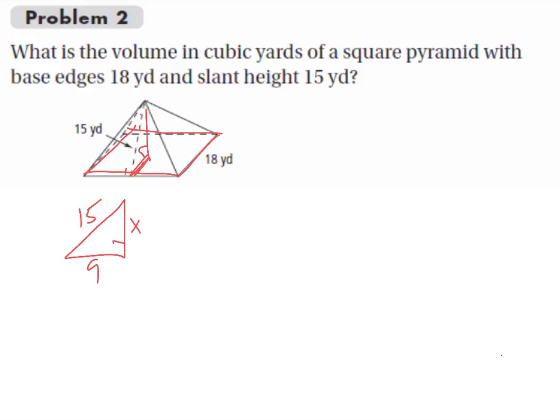Now since I drew it from the point, it's going to make a 90-degree angle, so this is a right triangle. I can use the Pythagorean theorem. So I can take 15 squared minus 9 squared to get x squared, which means that x squared is going to be 144, which gives me my height of 12. So I've got a height of 12.